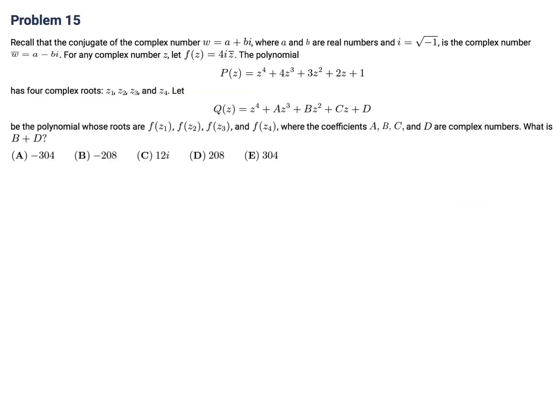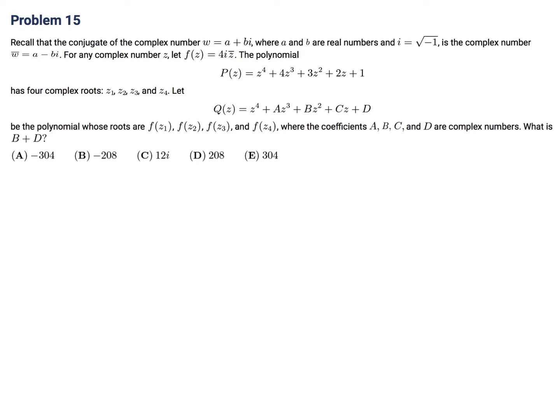Problem number 15. Recall that the conjugate of the complex number w equal to a plus bi, where a and b are real numbers and i squared is equal to -1, is the complex number w prime, which is a minus bi. For any complex number z, let f at z equal 4i times the conjugate of z. The polynomial has 4 complex roots. Let q at z equal that, whose polynomial roots are f at z1 to f at z4, where the coefficients are a, b, c, and d. What is b plus d?